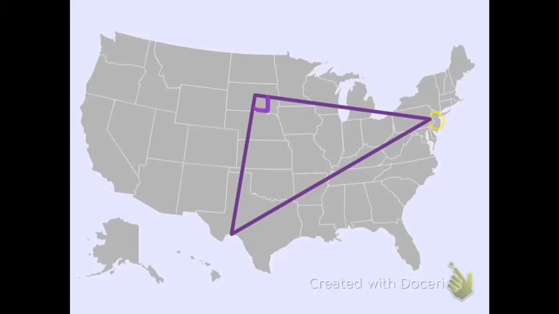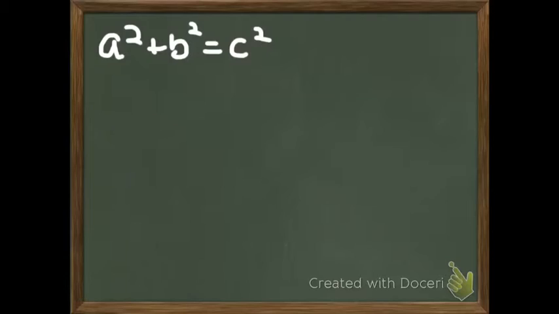You know that the distance from New Jersey to South Dakota is about 4,000 miles. You know that the distance from South Dakota to the Gulf of Mexico is approximately 3,000 miles. However, the distance between the Gulf of Mexico and New Jersey is unknown. Let's try and solve this. This can be represented with the model of Pythagorean theorem, a squared plus b squared equals c squared. Now, to fill in all of the variables, we must go back to the original problem.